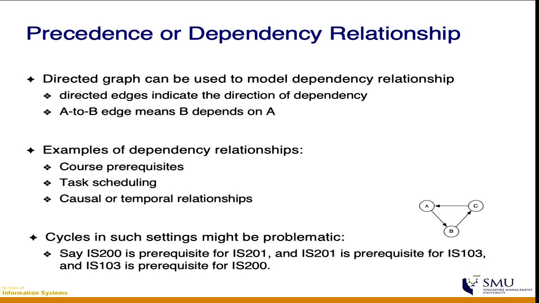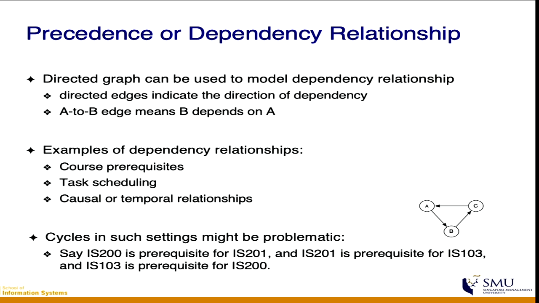Or it could be task scheduling. So it could be that you're a project manager, it could be construction, it could be IT projects, where you need to do different tasks, but there are dependencies between the tasks. So you can't do all of them at once. You need to do A first before you can do B, so that you can do further tasks. It could also be causal or temporal relationships. It means if something happens at a later time versus something that happens earlier, there may be some dependency between them. Now, the one thing that we want to avoid is a cycle.